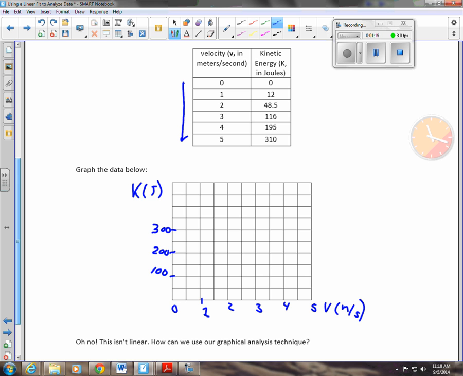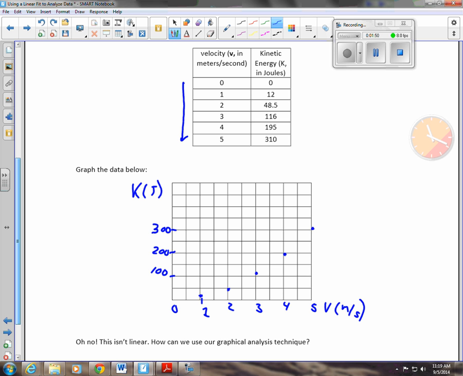Now, I'm going to plot the points, so I go over to 1 and up to 12. On the scale, one line is 50, so 12 is going to be about a quarter of the way up, something like that. And the second one is at 2 and 48.5, so almost up to 50. 3 and 116. 4 and 195. And then 5 and 310, like that.